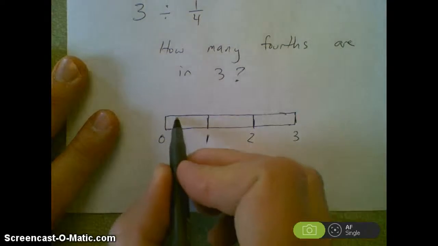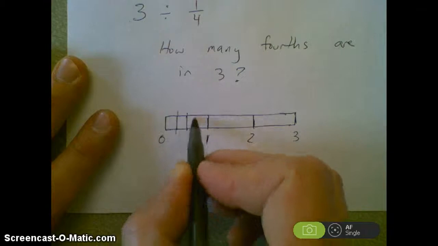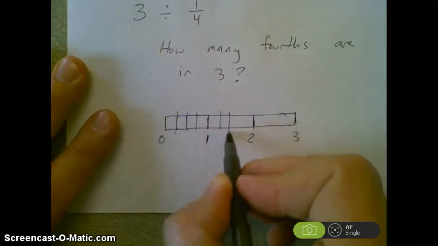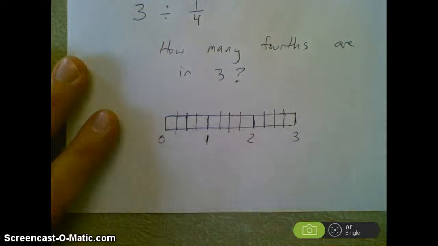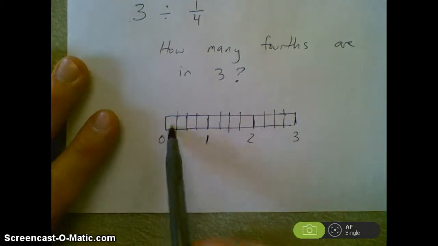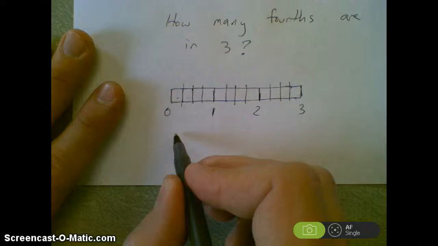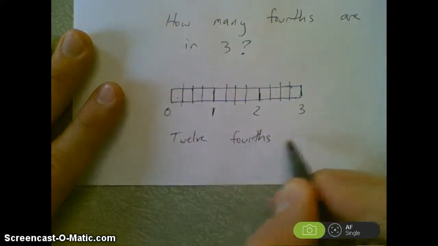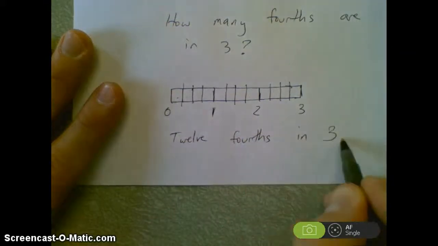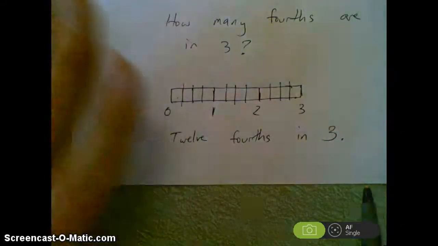Well, if I divide each of these pieces into fourths, I've divided each one into 4 equal parts. Now I can count them up. 1, 2, 3, 4, 5, 6, 7, 8, 9, 10, 11, 12. So there are 12 fourths in 3.